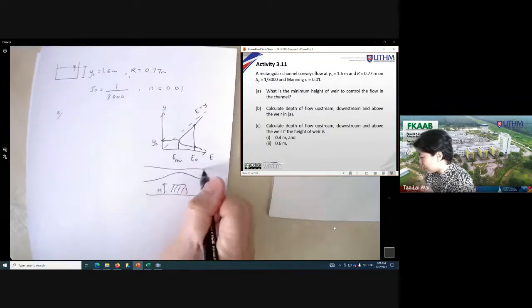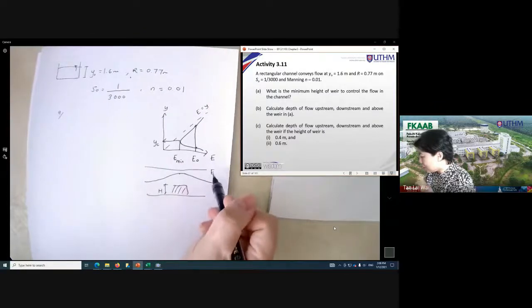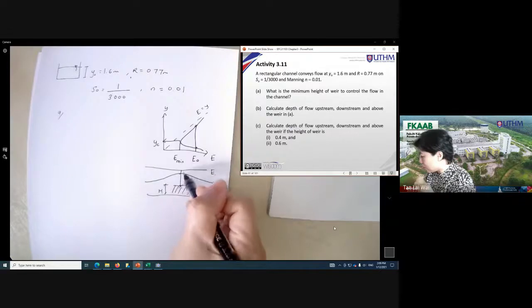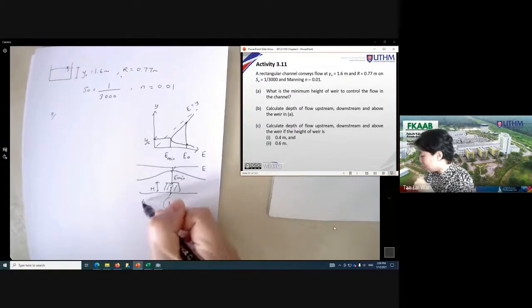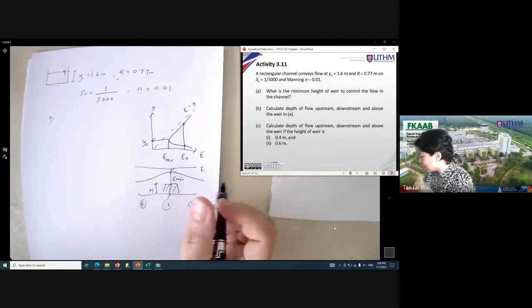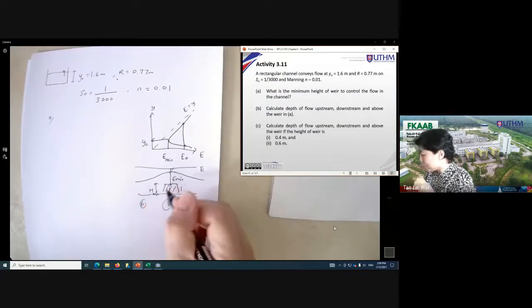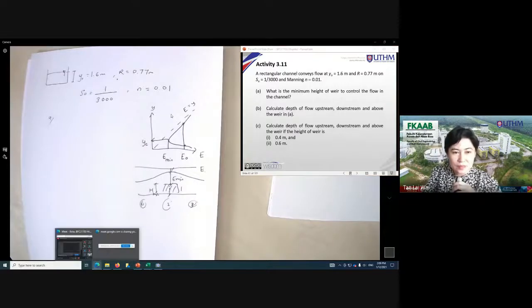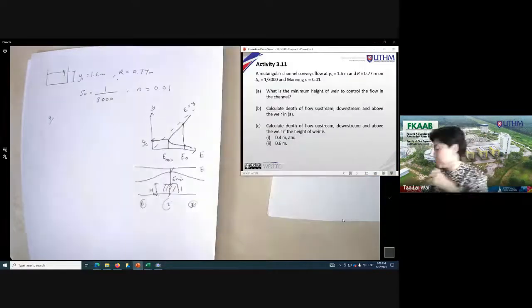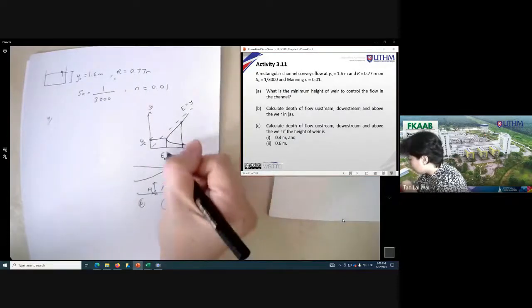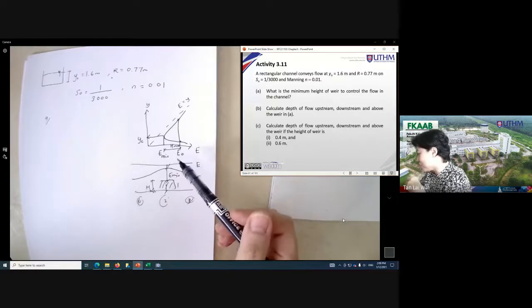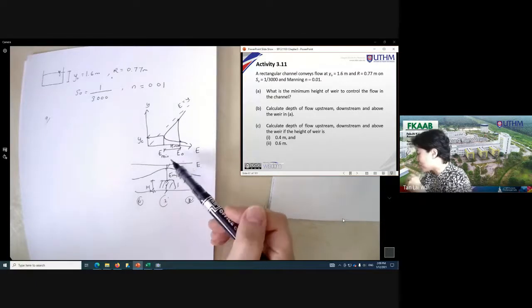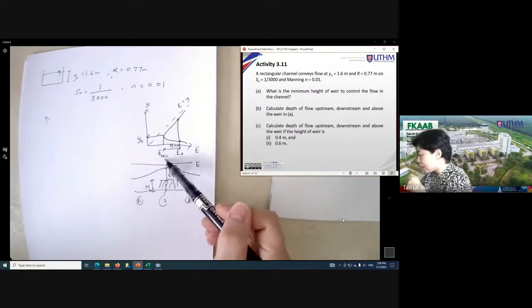So I have E, total E. This is specific energy. So E min, if this is a critical condition, then this is H min. So H min plus E min, I'll get E naught. This distance here is actually H min. So this is how I get the equation. I don't have to memorize it. Basically, H min is E naught minus E min.